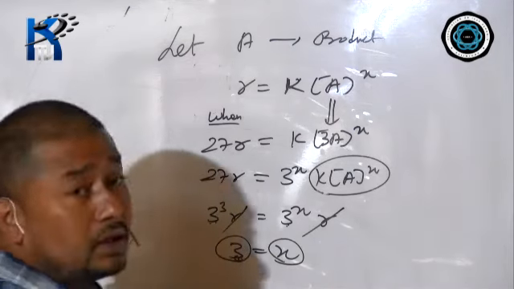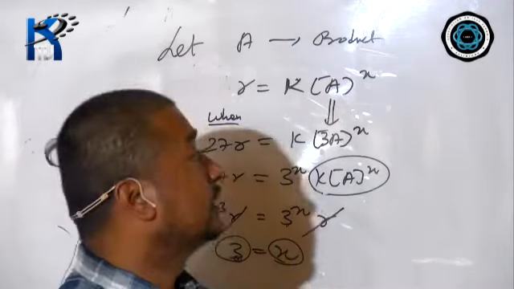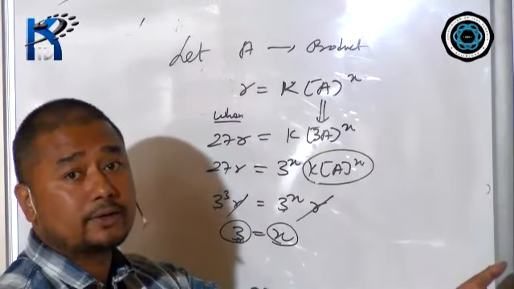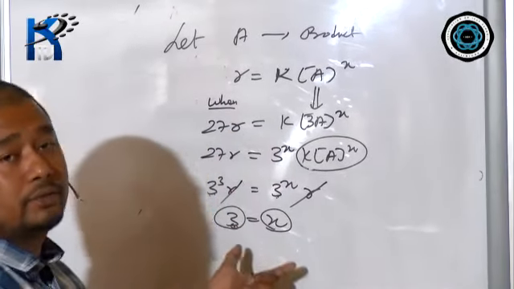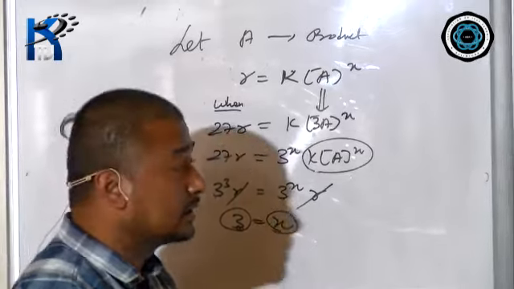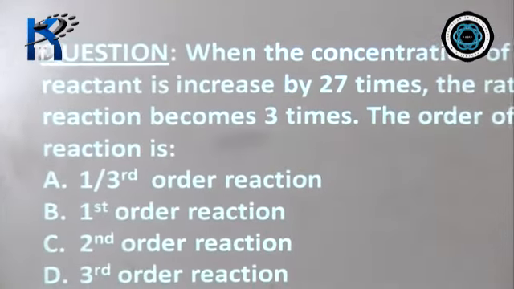Means it is a third order reaction. So you can do it directly, the way I taught you, or indirectly this way. Both the processes are correct. Now we go to the next question.